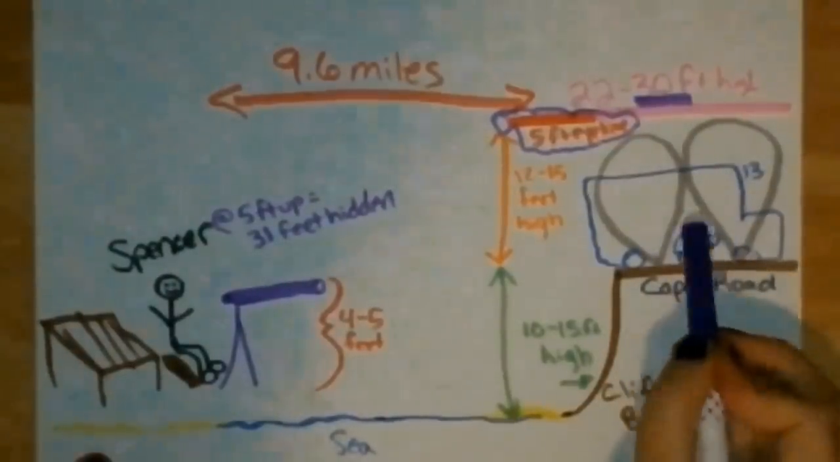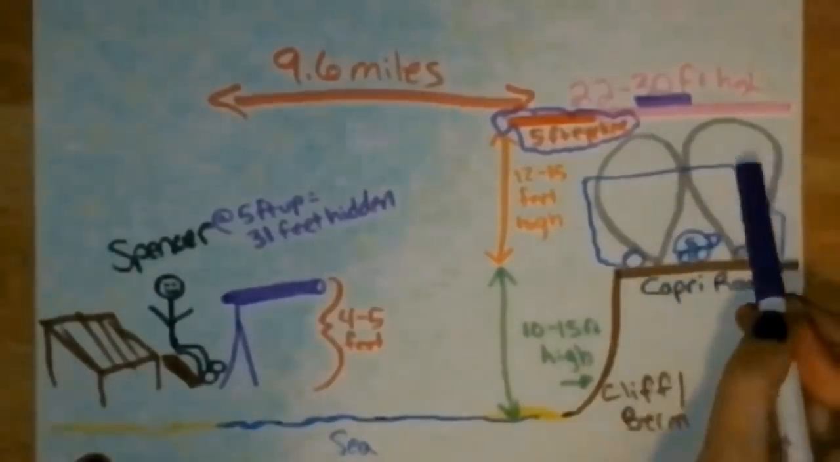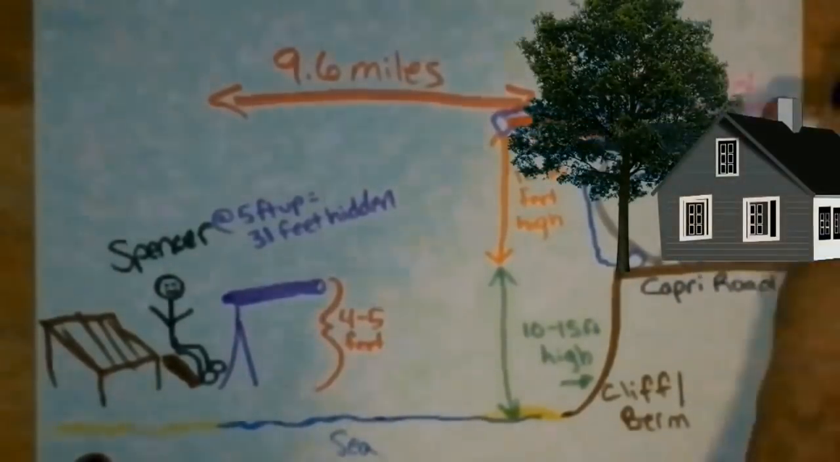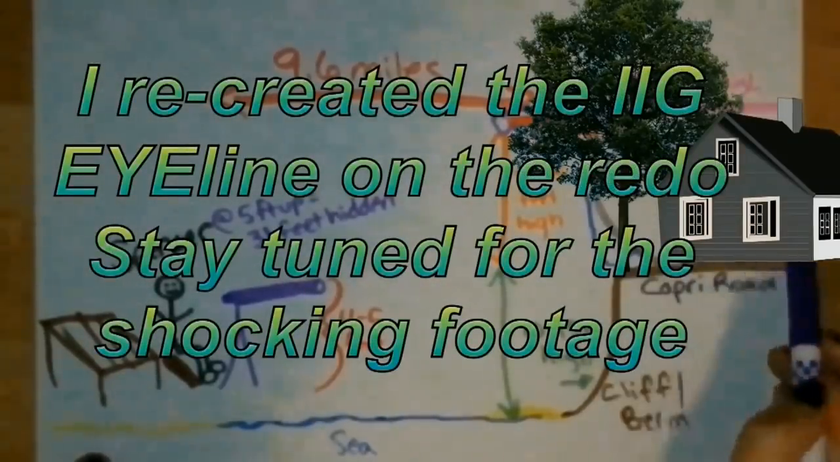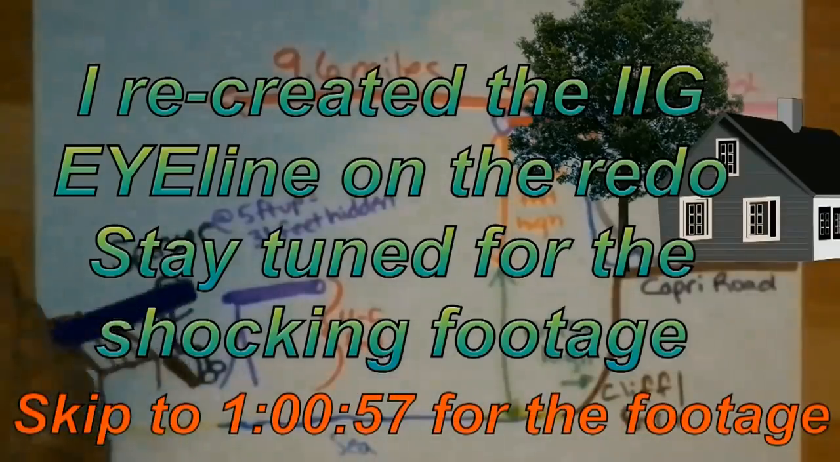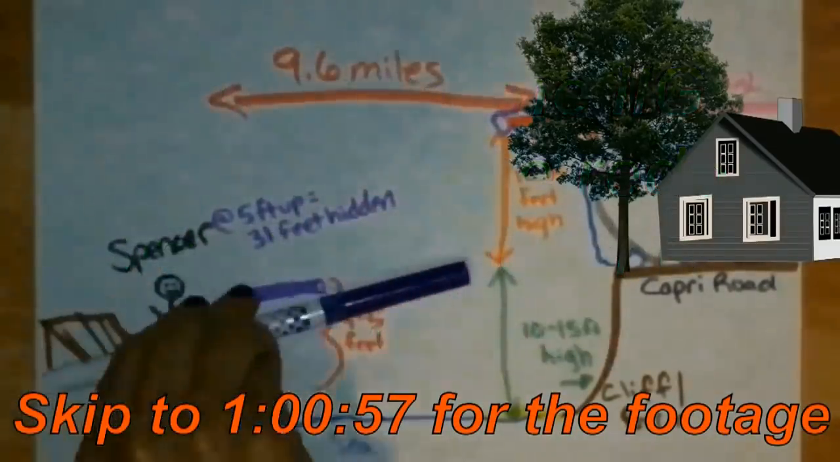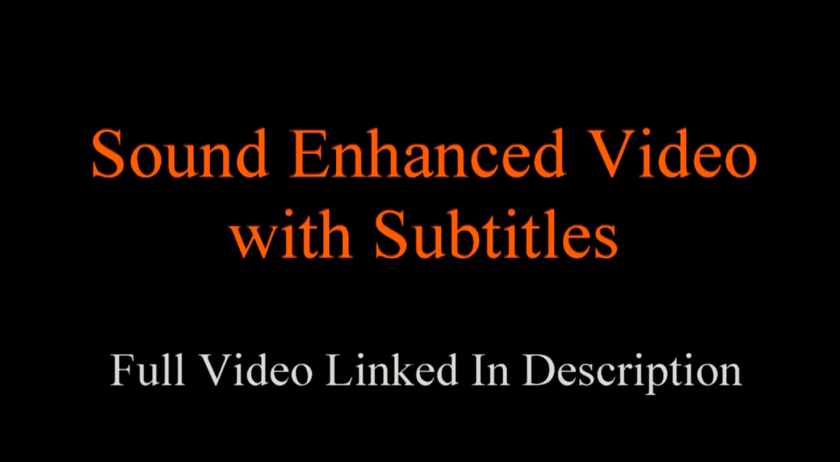Also, listen carefully for the IIG admitting they can see cars and trucks along that road in that area, and trees and houses, which I also captured on the redo experiment, right along Capri Road, which is impossible on a globe because houses about 15 feet high would have put them well underneath my eyeline, and I captured the entire house plus the berm underneath, so just stay tuned. Please pause this video if the subtitles go too fast for you so you can read them, or at any time during this documentary.